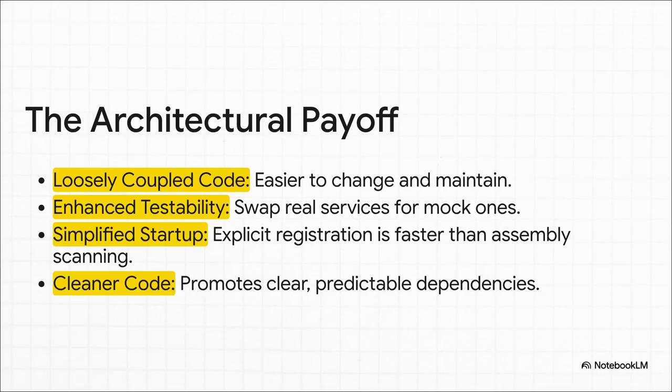You get loosely coupled code, which is way easier to change. You get amazing testability, because you can just swap out a real database service for a fake mock one in your tests. Your app startup can actually be faster, since explicitly telling the app what to register is more efficient than it having to scan for everything. It all leads to cleaner, more predictable, and more professional code.